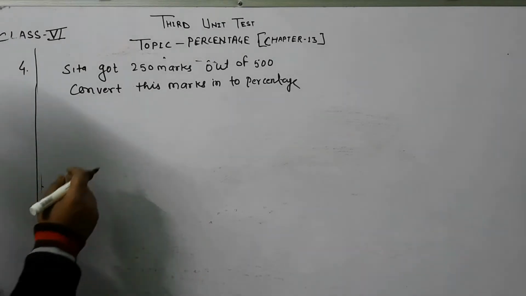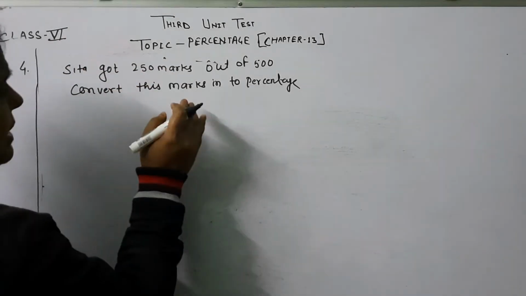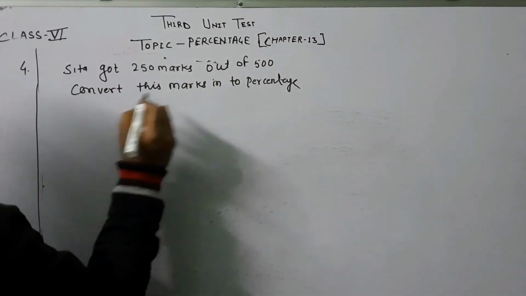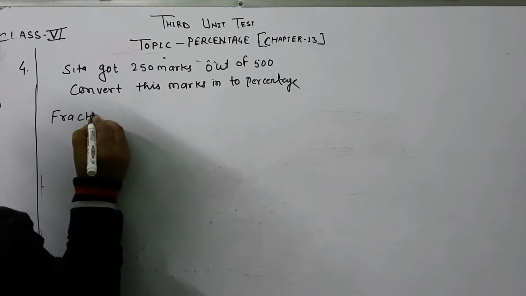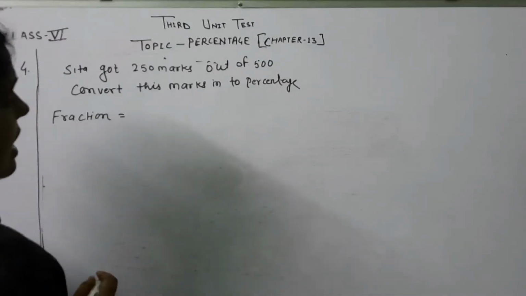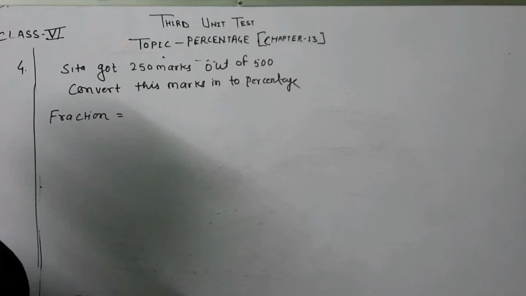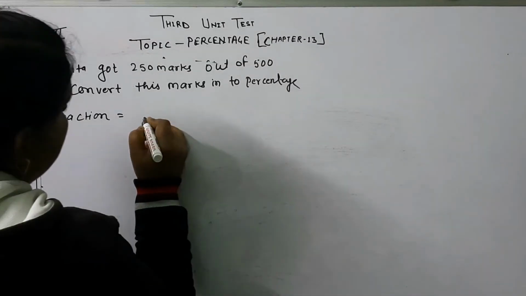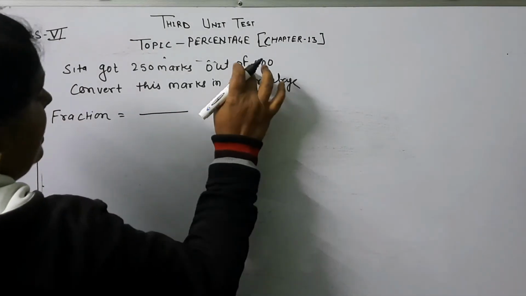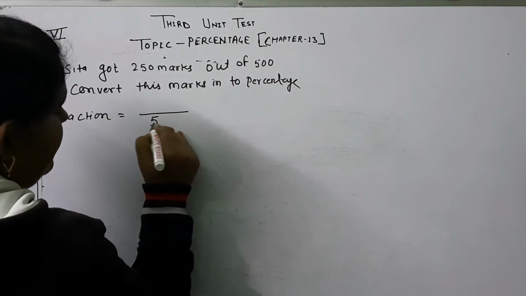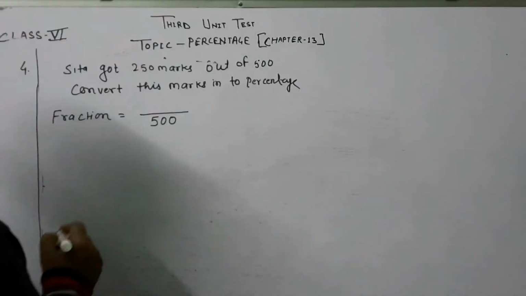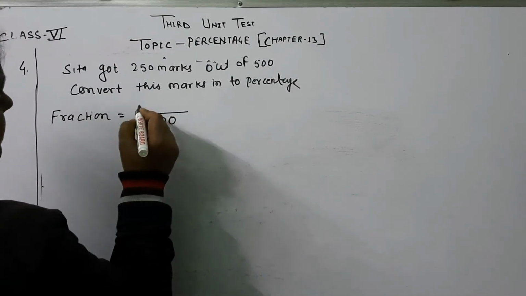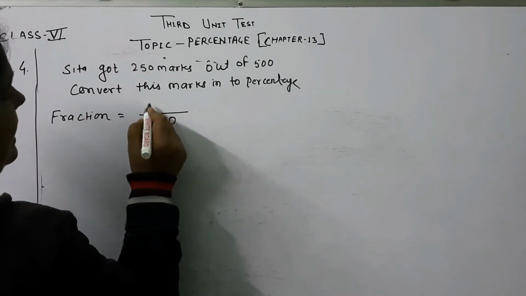So, what is given here? She got 250 marks out of 500. So, first you write the fraction form. And students, total marks, what I told? Total marks you have to write in the down. And out of 500, that means 500 is in the down as a denominator. And what she got, that number will be on the top as a numerator.